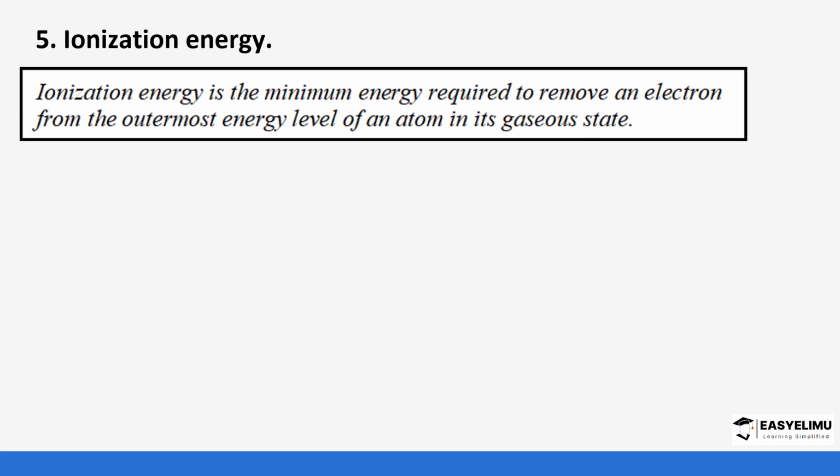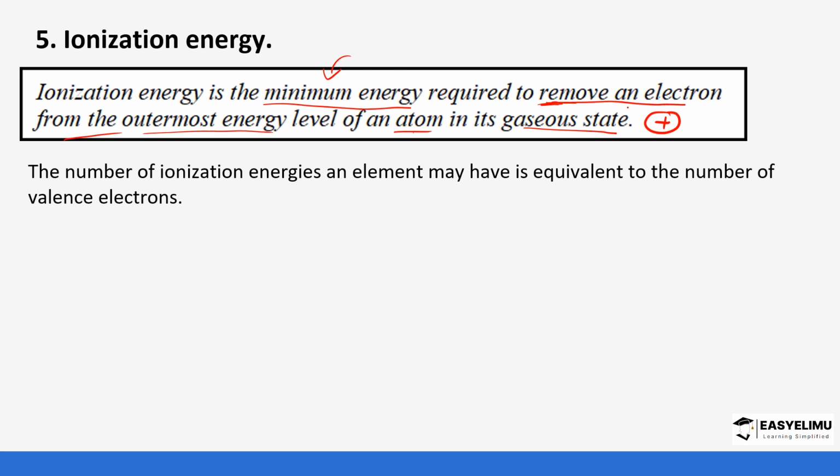So the next property is ionization energy. Ionization energy, first of all, is the minimum energy, or the least energy, required to remove an electron from the outermost energy level of an atom in gaseous state. So this minimum or least energy needs to be there in your definition. And remember, this is the energy we are requiring to remove an electron. So there's a process of taking an electron away from the outermost energy level of an atom. And remember, when that happens, you form cations, ions that are positively charged.